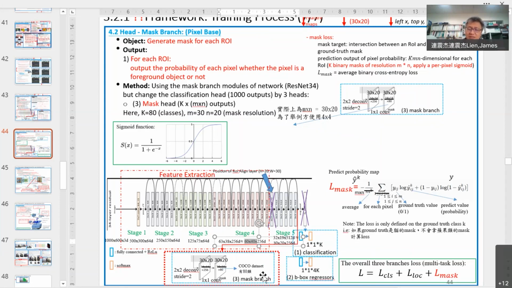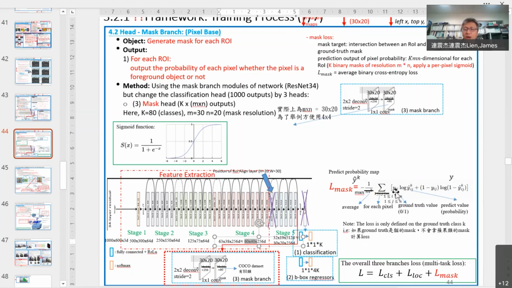But this one is easy. So we see a total loss. The first one is classification for each bounding box location. The first two are for the bounding box. The third one is the mask. And because the mask is a classification for each pixel to be foreground or background, they use cross entropy here.